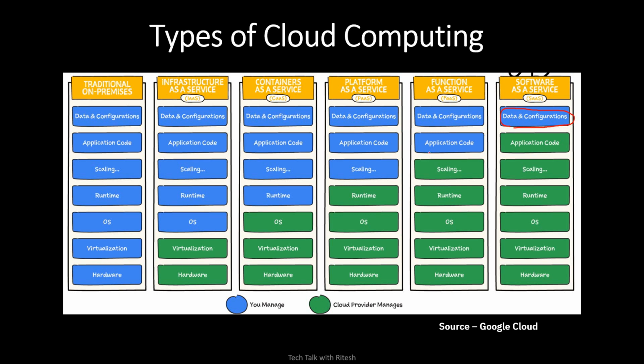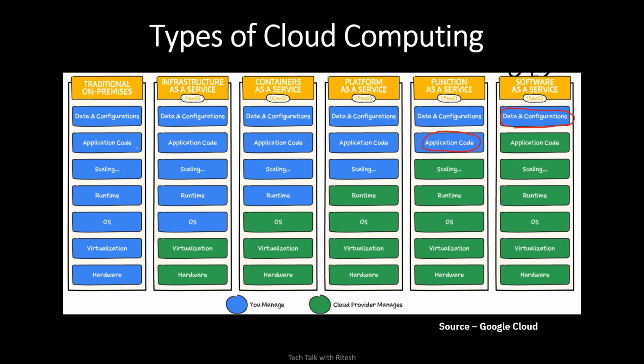In function as a service, like I said, we can run application code, that is script-based code, along with the configuration we need to do. Everything else will be done by the cloud provider. In platform as a service, as I explained, the platform will be given to us and we just need to deploy our application. Container as a service we'll talk about later because it's a bit complex one.